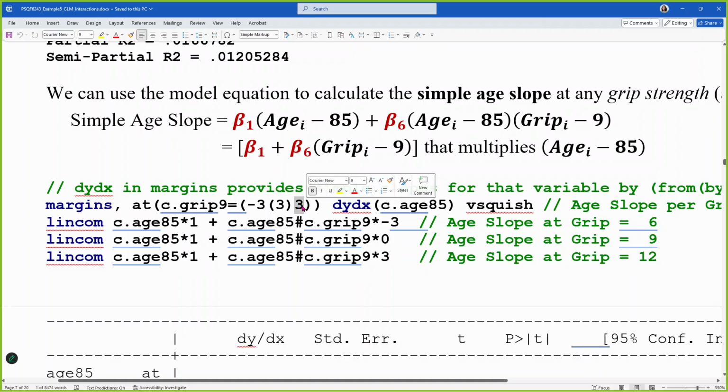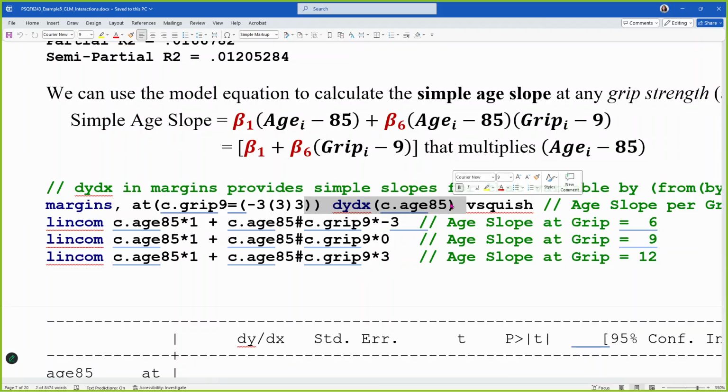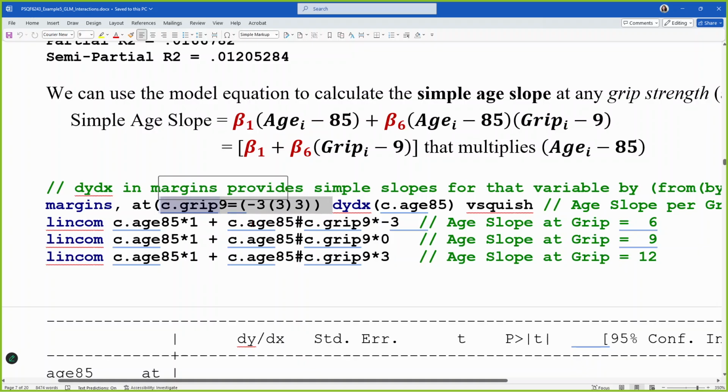So I just picked 3 values for demonstration purposes. I could have fed in every unique value in the data set if I wanted to and had it loop over all of these things. And then what am I asking for? The dydx of age, which is why I brought this up on Tuesday. That stands for derivative. So we're asking for the first derivative with respect to age at each of these levels of grip strength. So the moderator goes in the at thing right here, what you're looping over. The variable you want the slope for goes in the dydx.